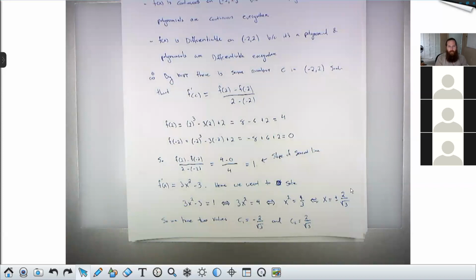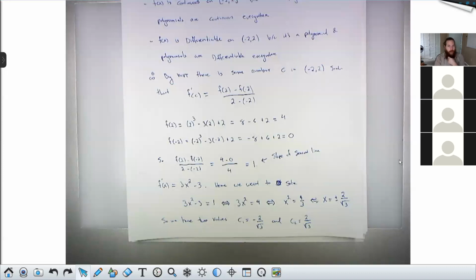While you're writing, if I had gotten 2 solutions out of this and one of them was bigger than 2, I would throw that one away because that would not be a part of this open interval. Here, both of these solutions happen to be in this interval. If you check with a calculator, you'll find that both of these are between -2 and 2.